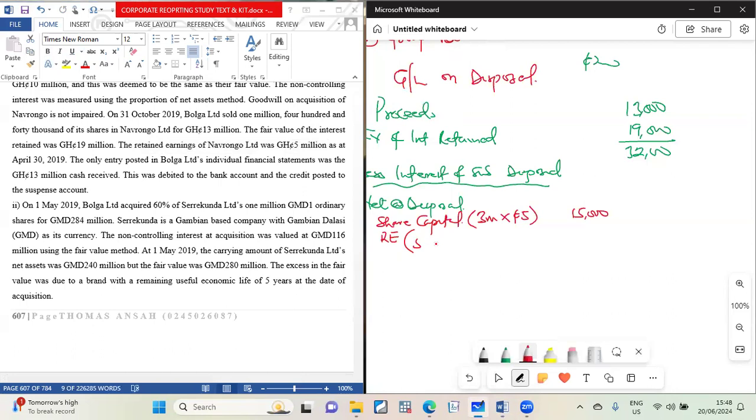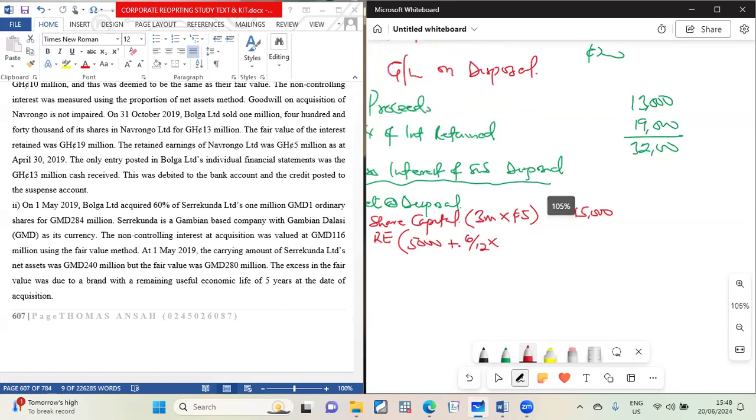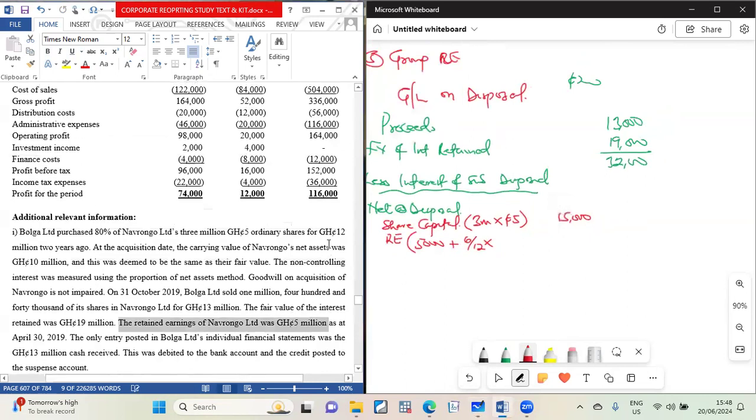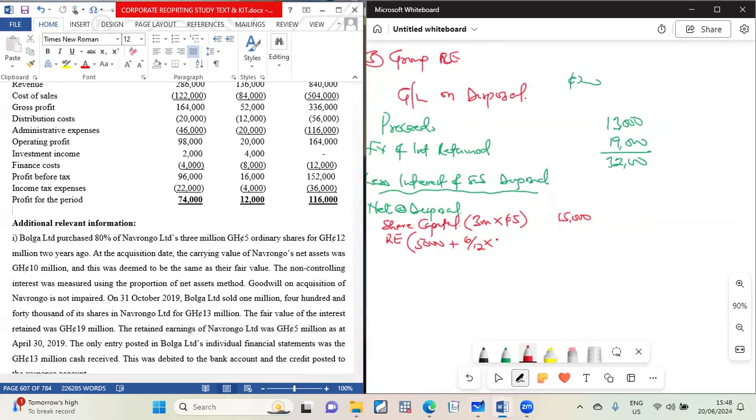So let's write 5,000. All right. Plus, to the time they sold, we have 6/12 of the figure that they have here, 12,000. You need to find these things yourself. That gives you the retained earnings that he can have. So this one will give me 6, this one will give me 5. That makes it 11,000. So this is the net asset.